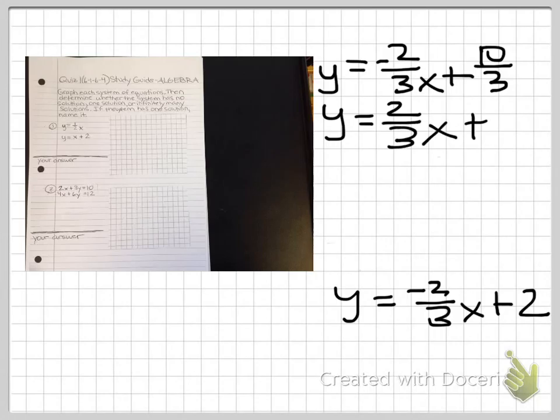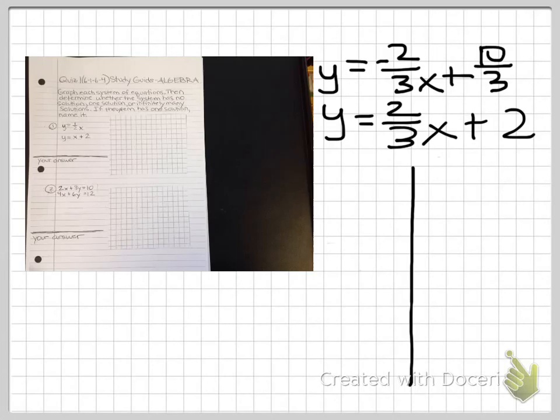But we do need to graph them both still, so we're going to graph them. It also means they're going to look like parallel lines because they have the same slope. So for the first one, we're going to start at 10/3, which is the same as 3 1/3. This is about here. And we go down 2 to the right 3. And draw my line.